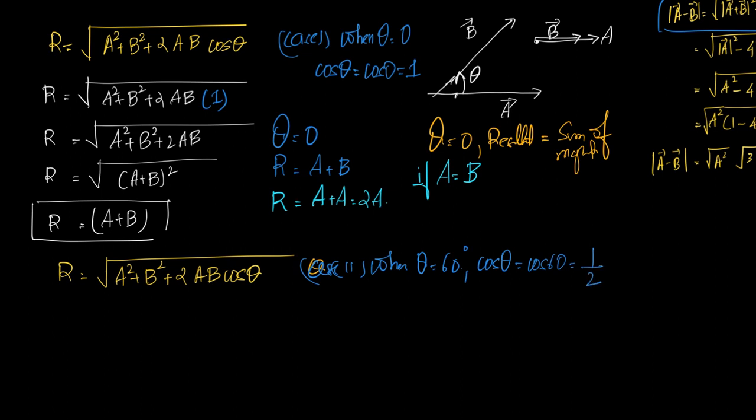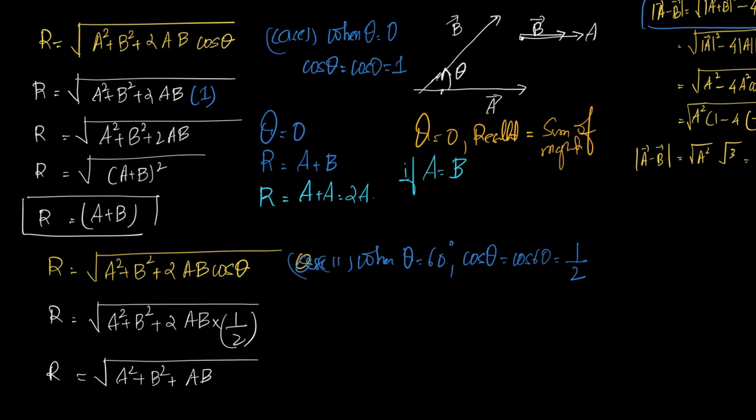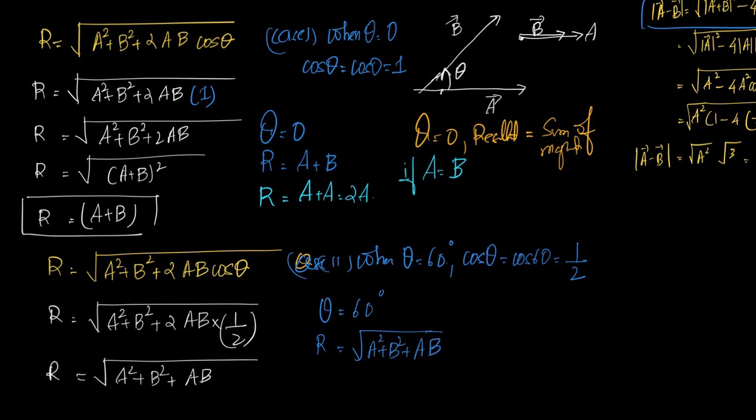And when that is equal to 1 by 2, we have R equal to root of a square plus b square plus 2ab into what is cos theta? Cos theta is 1 by 2. So what you get is root of a square plus b square plus ab. So we can write down the result: when theta is equal to 60 degrees, R is equal to root of a square plus b square plus ab.